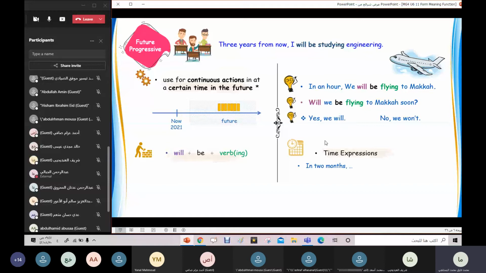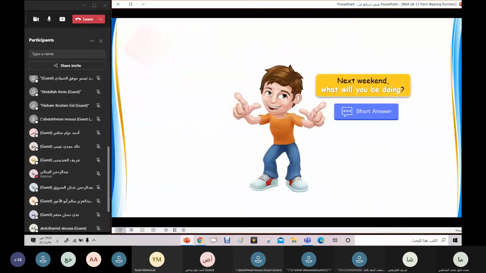The time expressions which we use with the future progressive are in two months, in a year, a week from today, at this time tomorrow. These expressions are used with the future progressive. Next weekend, for example, what will you be doing? I will be taking what? Exams. Next weekend or next week, I will be taking exams.